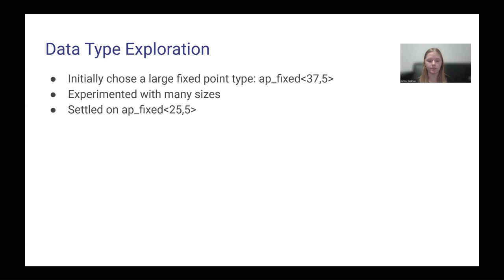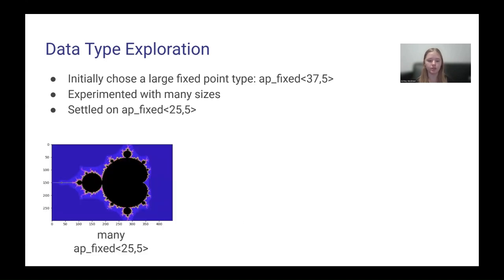We initially picked a data type that we knew would be overkill for our design. This allowed us to focus solely on getting a working implementation without worrying about weird issues due to overflow or not enough precision. Once our baseline design was working as expected, we moved on to exploring other fixed point sizes. This image on the left shows our output with our initial fixed point type of 37 total bits with 5 integer bits. We found that many other sizes also produced the same output, but the smallest size that produced this was 25 total bits with 5 integer bits, and we settled on this for our design.